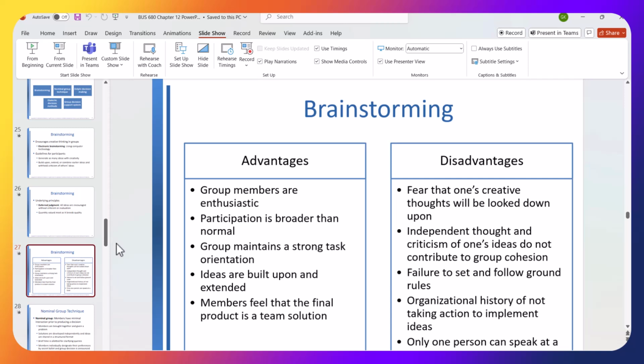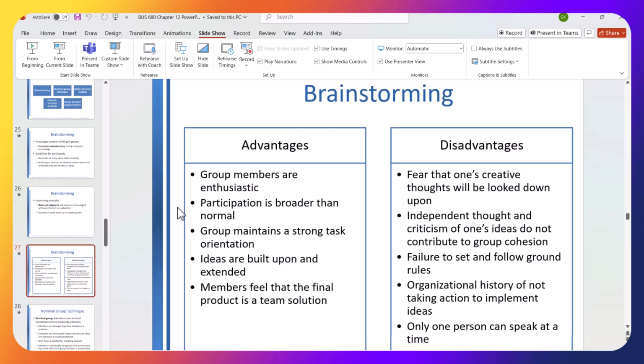So with brainstorming, we have some advantages and disadvantages. When we look at the advantages, group members are enthusiastic, participation is broader than normal, the group maintains strong organization, and ideas are built upon and extended. So in other words, 5 people can give you more than 1 person can because you get input from all 5. So you have the advantages of bringing this group in.